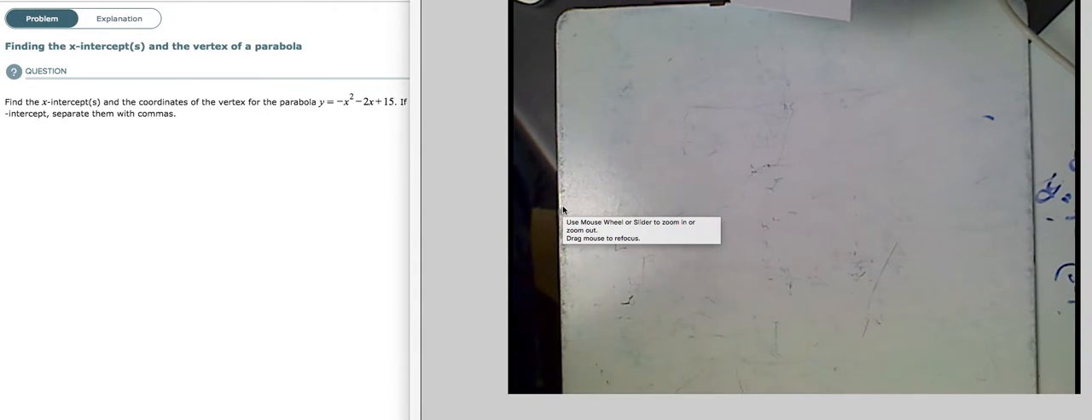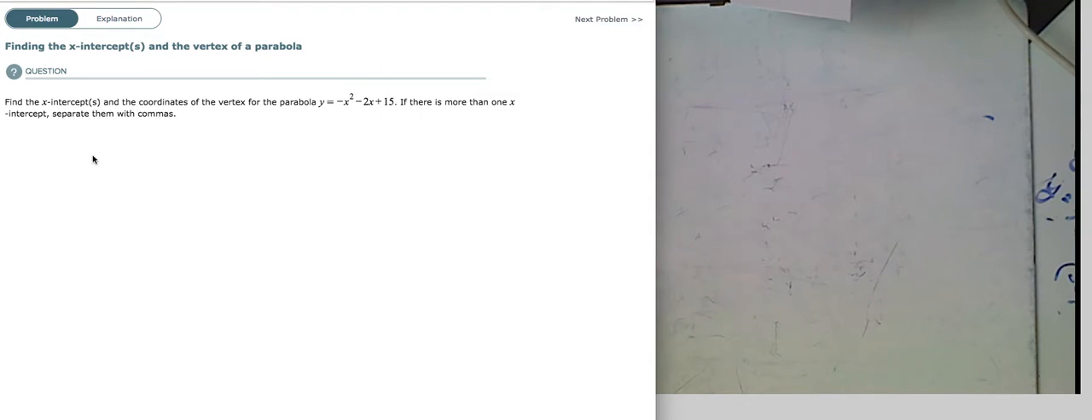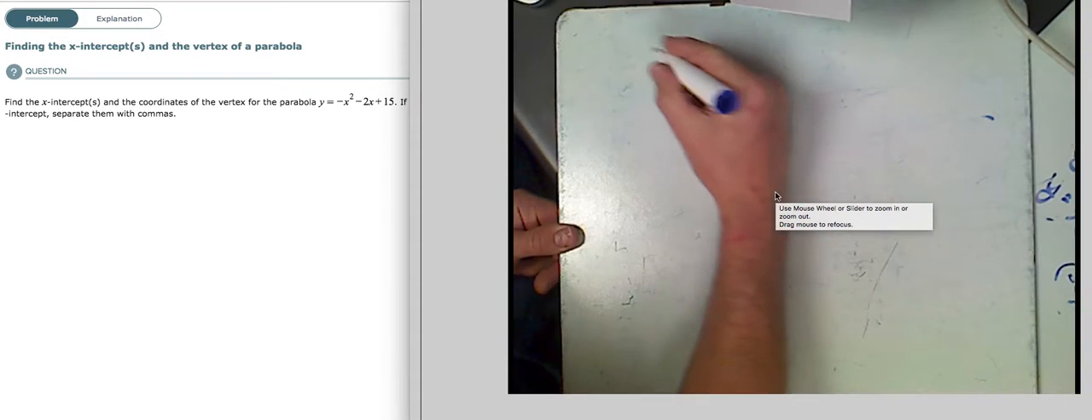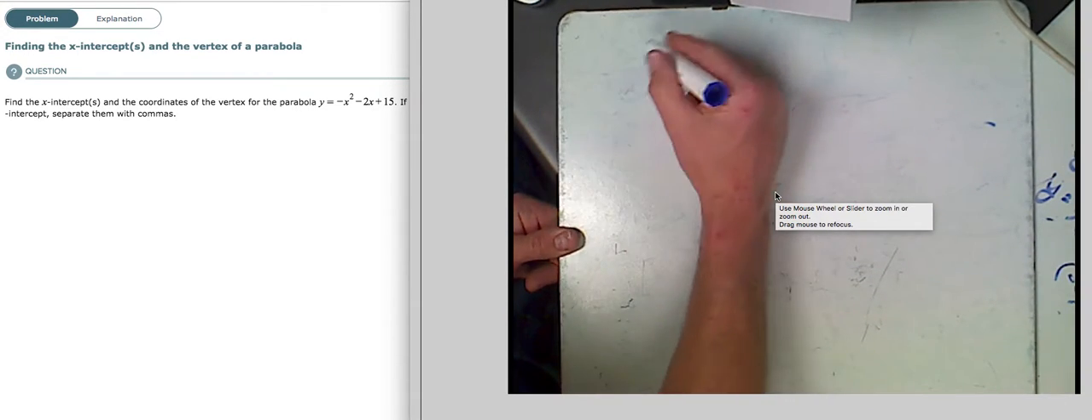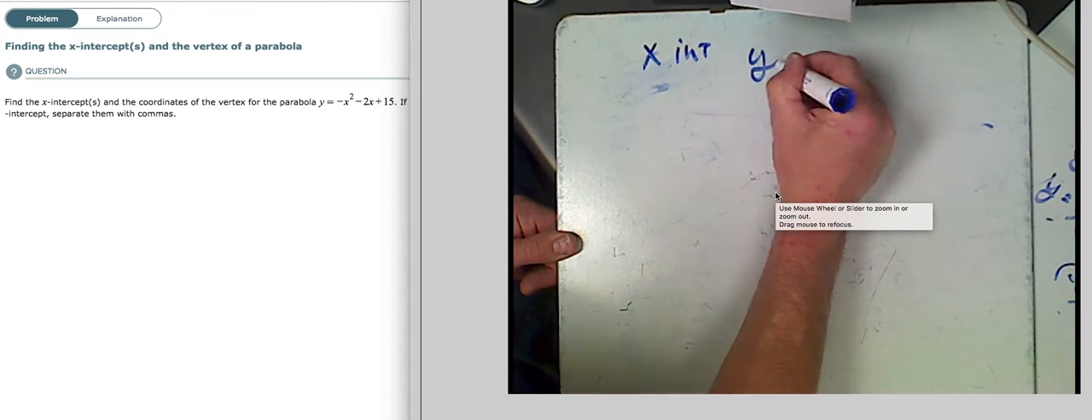Let's look at this next group of problems and kind of bring those two ideas together. So we have this problem here, and they're asking us to find the x-intercepts and coordinates of the vertex of the parabola, right? So to find the x-intercepts, given this equation, we know that we need to write it in factored form.